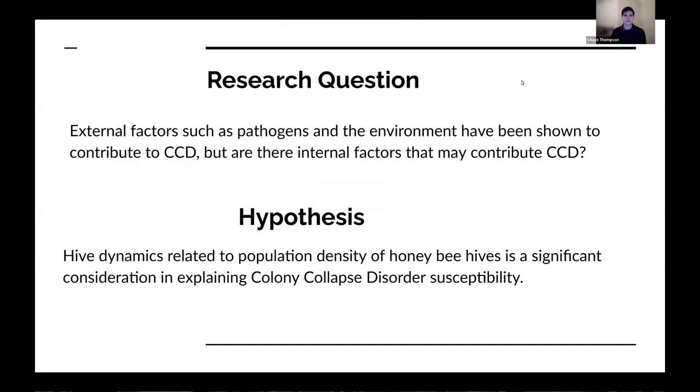The question I aim to solve in my research is, since external factors such as pathogens in the environment have been shown to contribute to CCD, is there something that's overlooked in internal factors in hives that contribute to this also? And my hypothesis is that hive dynamics related to population density in honeybee hives is a significant consideration in explaining CCD cases and susceptibility.